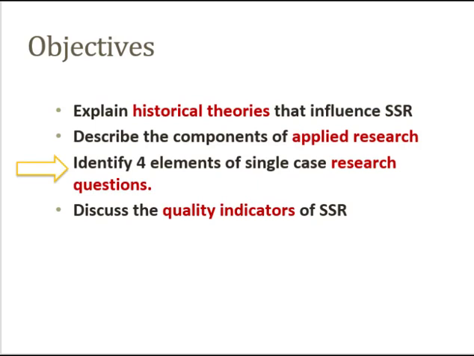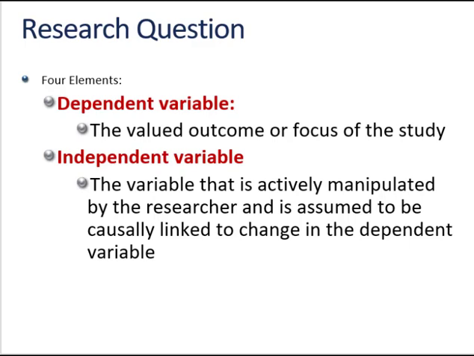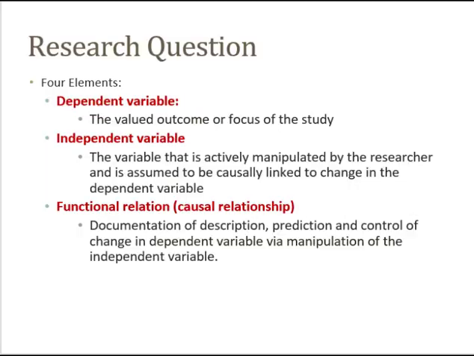Let's shift now to Objective 3. Identify 4 elements of single-case research questions. The first element is to name the dependent variable, the valued outcome or focus of the study. The second element is to describe the independent variable. This is the variable that is actively manipulated by the researcher and is assumed to be causally linked to the change in the dependent variable.